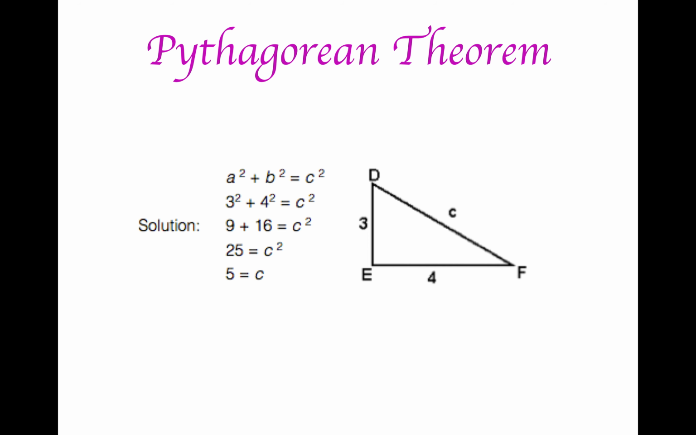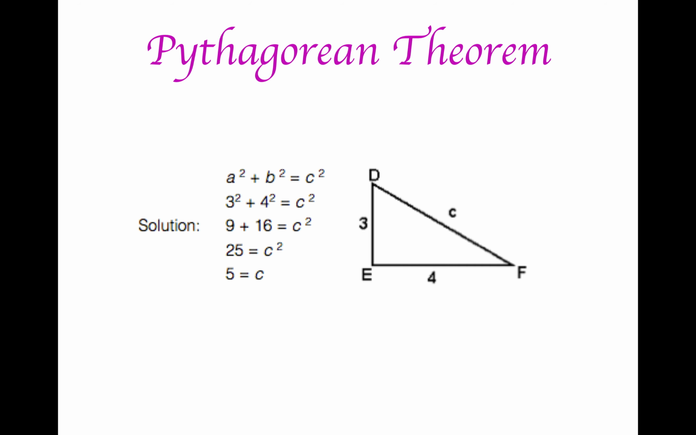So in this case, we said A was going to be 3 and B was going to be 4. So when I put that into the formula, 3 squared plus 4 squared equals c squared. C is my unknown. My hypotenuse is my unknown. So now we're going to put this into the formula to solve for it. So 3 squared is 9, 4 squared is 16. When I add them together, I'll have 25 equals c squared.